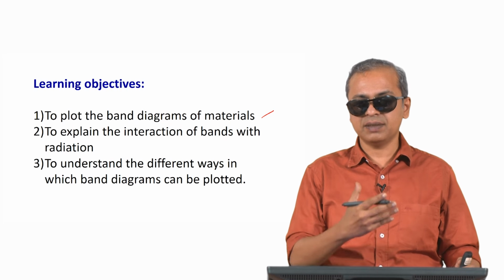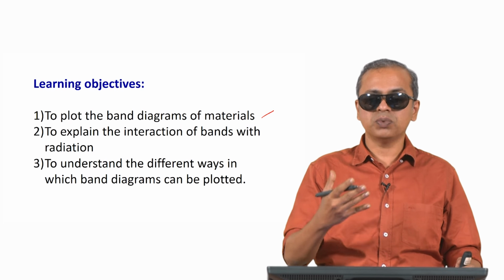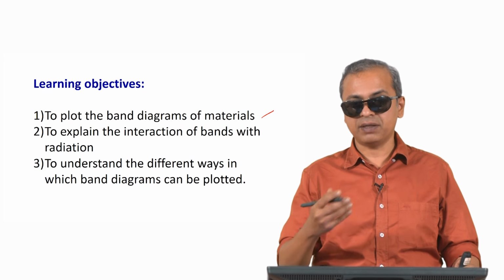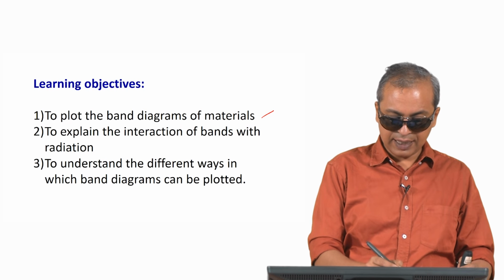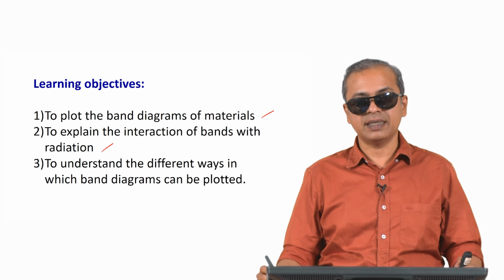So, you have band structure in the material and then there is incoming radiation. So, there is going to be an interaction, and through this interaction some energy gets absorbed, and that is a process that we would like to get a better feel for. So, we will look at and try to explain the interaction of the bands with the radiation that is incident on the material.